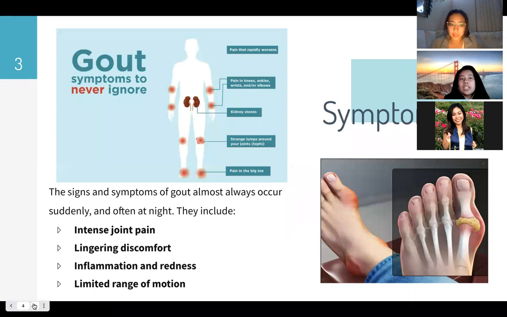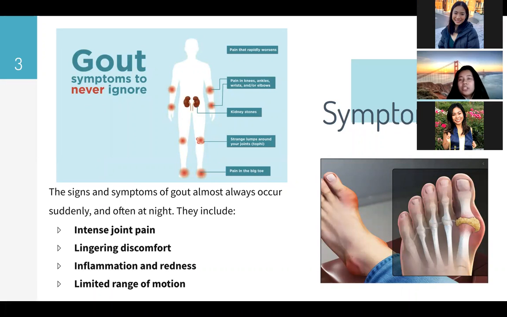Gout mostly develops in the big toe, but it can also be found in joints in your ankles, knees, elbows, wrists, and fingers. You will feel intense joint pain, lingering discomfort, inflammation, and redness where the affected joint becomes tender, warm, and red. As gout progresses, you may not be able to move your joints normally.